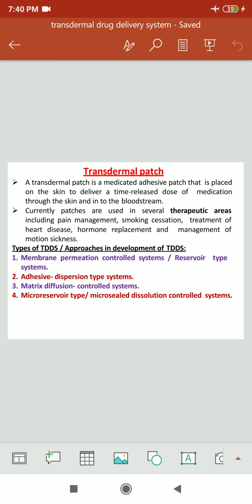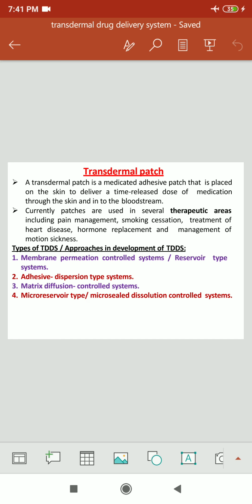Transdermal patches are medicated devices which adhere on the skin and release the drug over a longer period of time into the bloodstream. Currently there are many uses of this, including pain management, treating heart disease, and hormone replacement therapy. There are many types of transdermal drug delivery system.